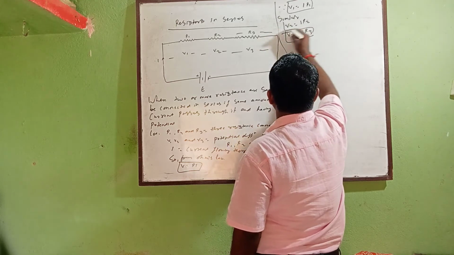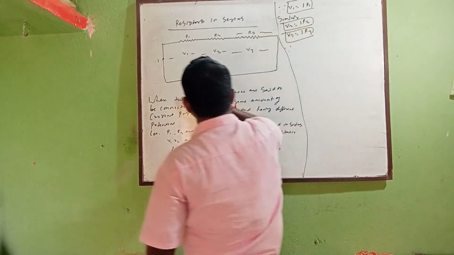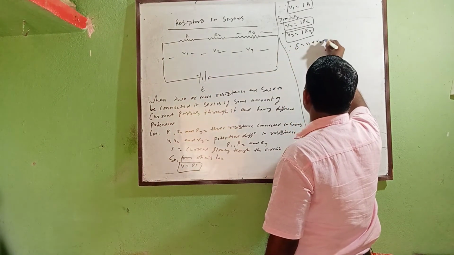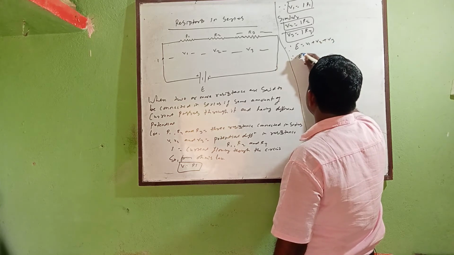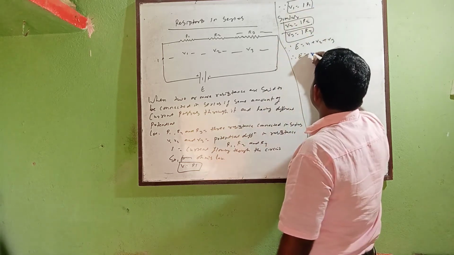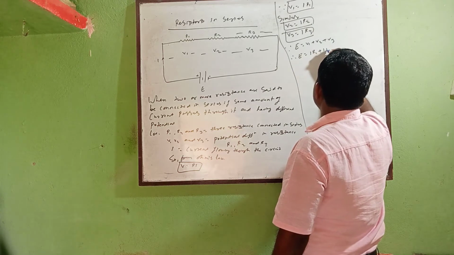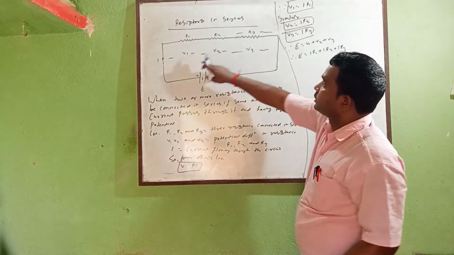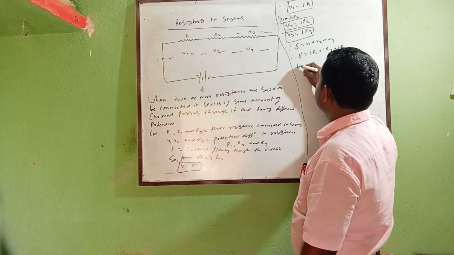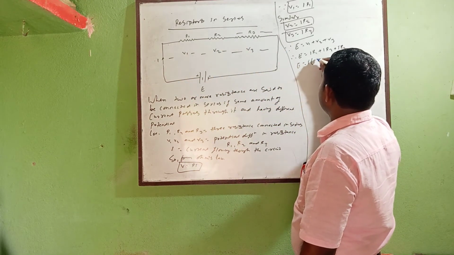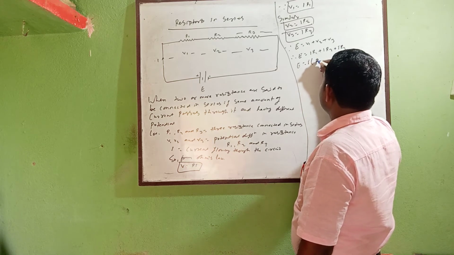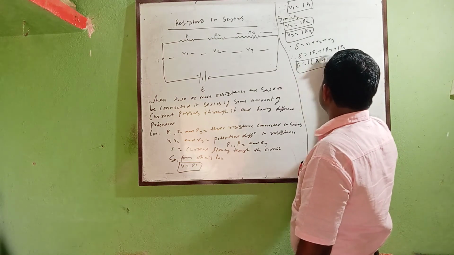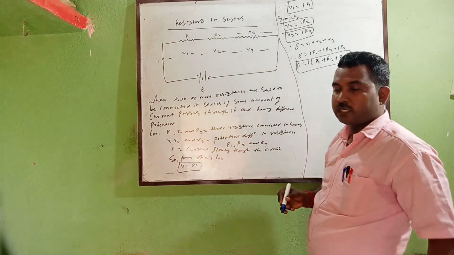But we have E equal to V1 plus V2 plus V3. Therefore, E equal to IR1 plus IR2 plus IR3. You can take I common because the same amount of current is passing through them. So E is equal to I times R1 plus R2 plus R3. This is equation 1.